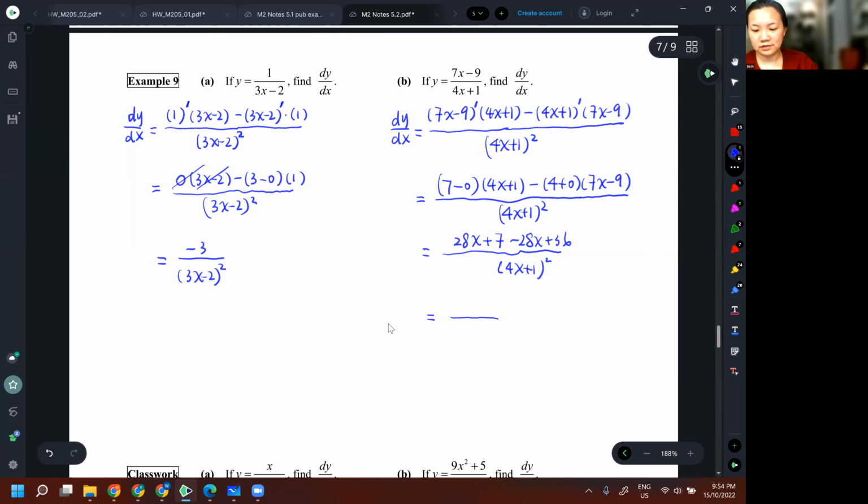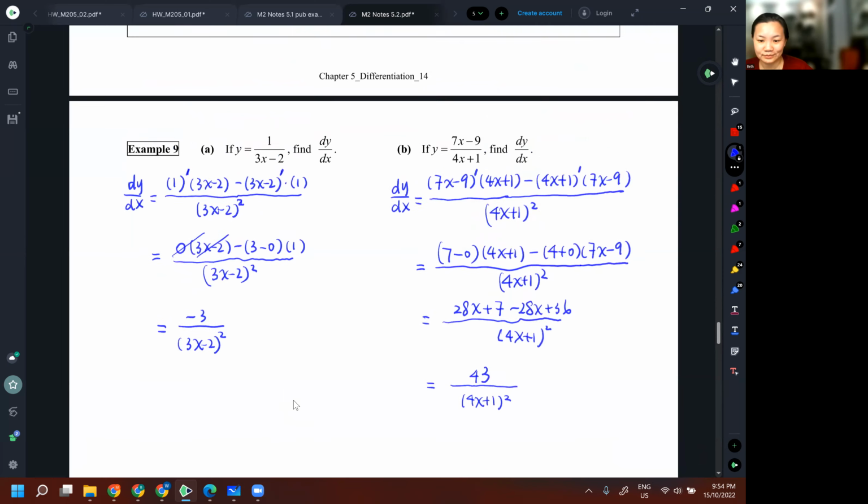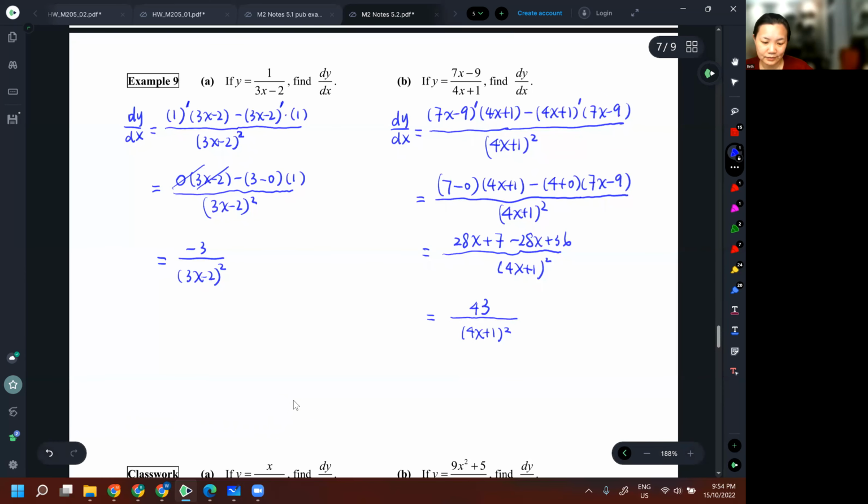And then this one is 42, 4x plus 1 squared. 42, 43. What do I say? 43, okay? 43. Yes, that's how you do it. You do it and you let me know, and then we end the lesson. Okay? You raise your hand and then we end the lesson.